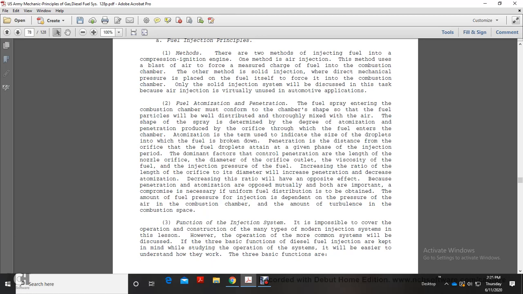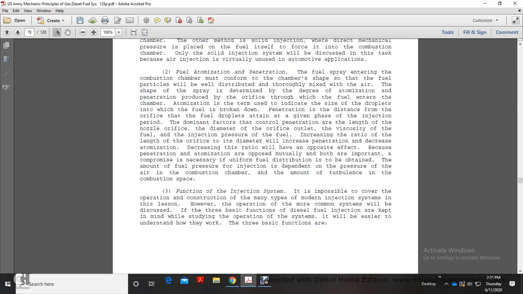The dominant factors that control penetration are the length of the nozzle orifice, the diameter of the orifice outlet, the viscosity of the fuel, and the injection pressure of the fuel. Increasing the ratio of the length of the orifice to the diameter increases the penetration and decreases the atomization. Decreasing the ratio will have the opposite effect. Penetration and atomization are opposed to each other, but both are important, so a compromise is necessary if uniform fuel distribution is to be attained. The amount of fuel pressurization for injection depends on the pressure of the air in the combustion chamber and the amount of turbulence in the combustion space.